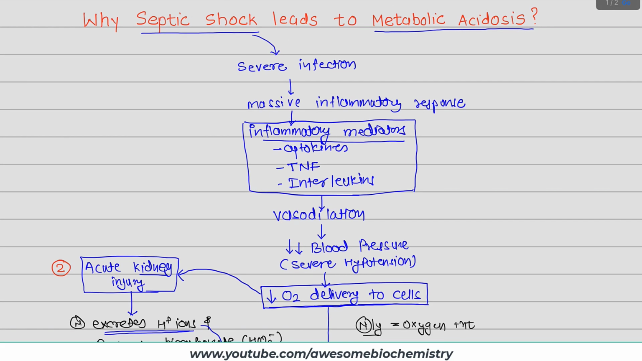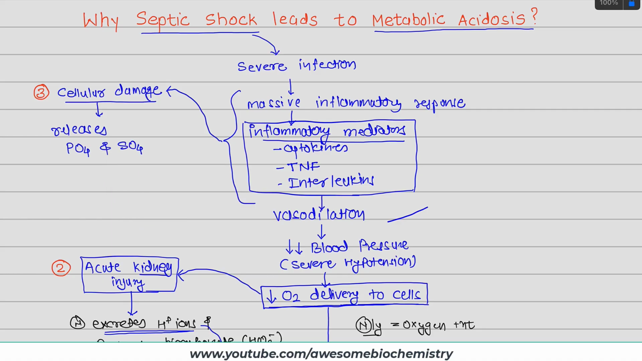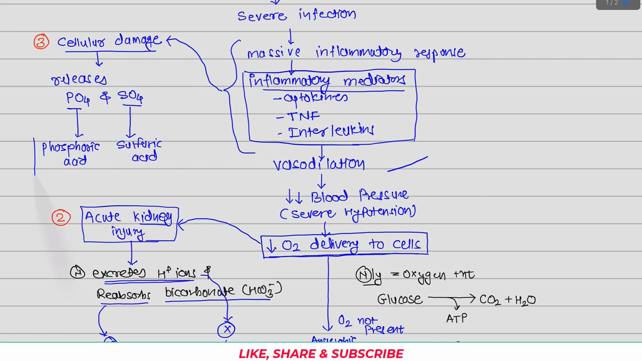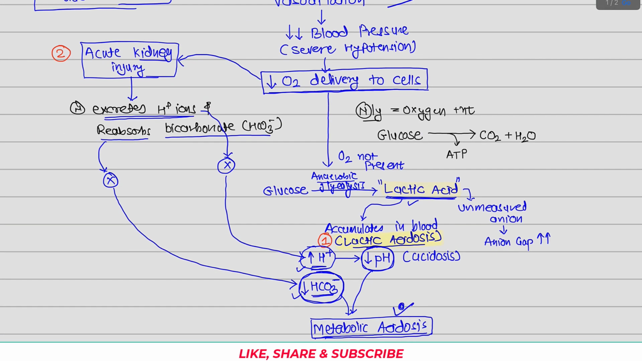Third reason of metabolic acidosis in septicemia is the cellular damage. The severe inflammation leads to cellular damage, which releases intracellular content into the bloodstream, and this includes phosphates and sulfates. These phosphates and sulfates are metabolized into phosphoric acid and sulfuric acid, further contributing to the acidotic environment.